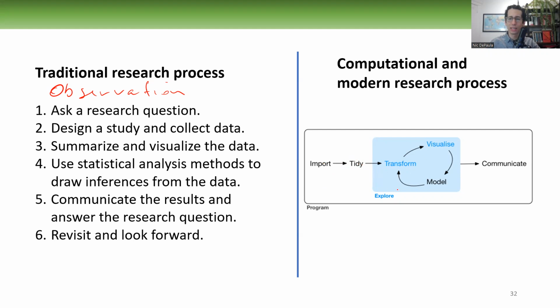And then we'll iterate in this exploration quadrant here, where we transform the data, visualize the data in different ways, and model the data in different ways. So maybe you test whether or not one variable is affecting another variable. And if that doesn't work, then you add more variables, or you remove some things, you add other things.